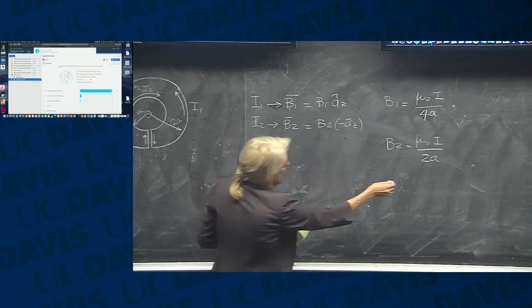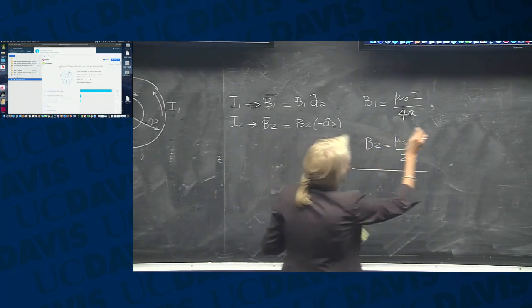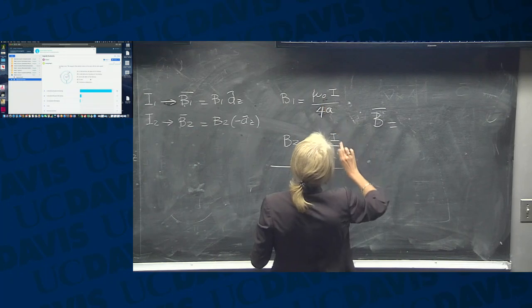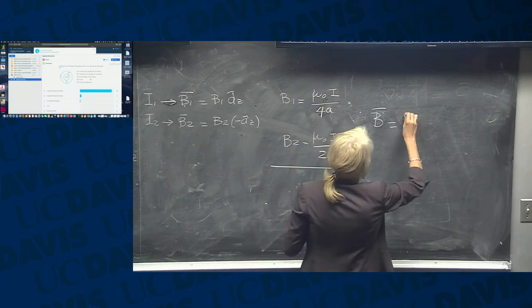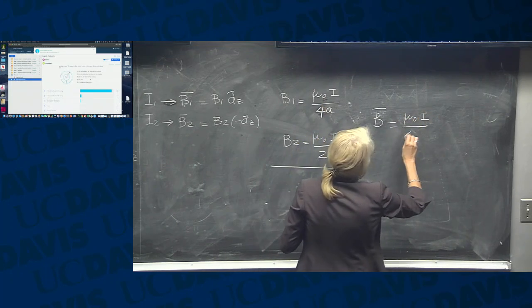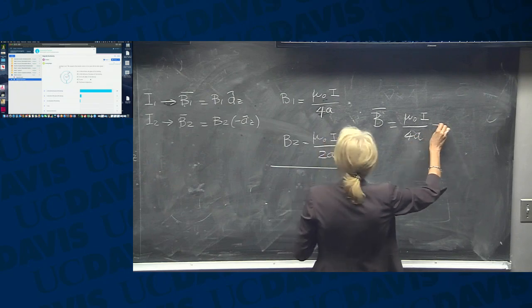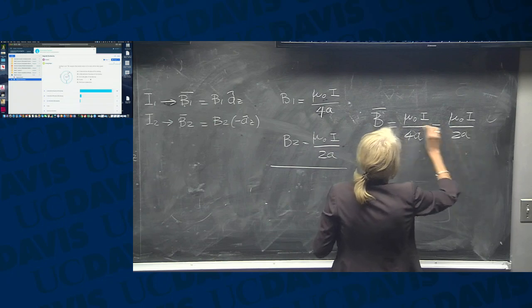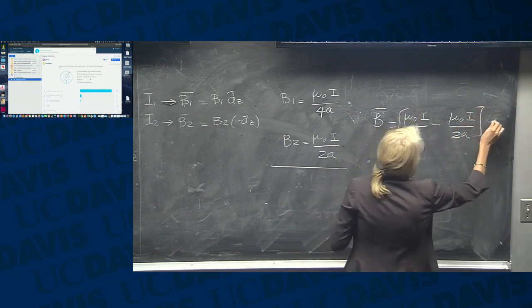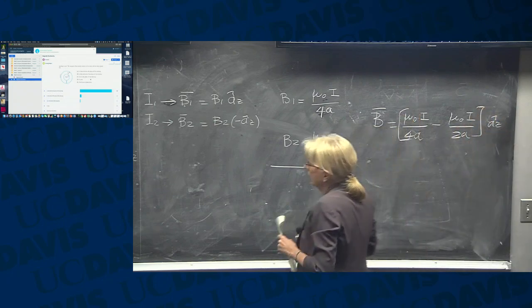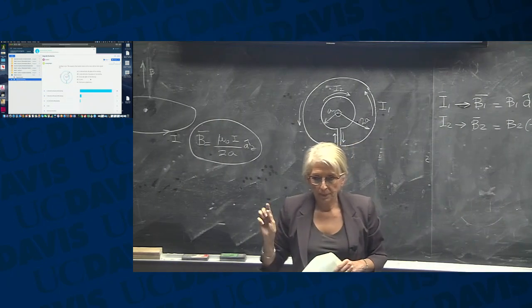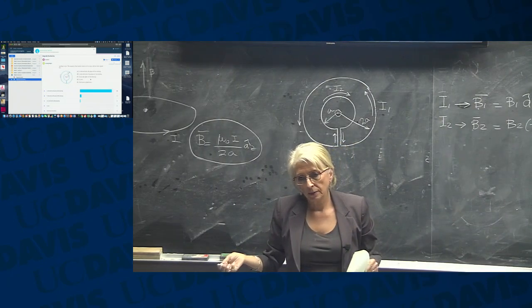So the sum of the two will be B, which is positive this, negative this: mu naught I over 4A minus mu naught I over 2A. And that's going inside the board. That's the correct answer. Okay?